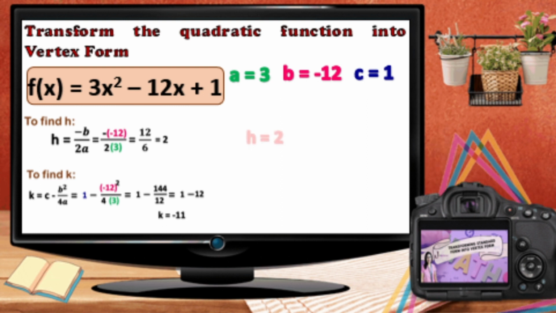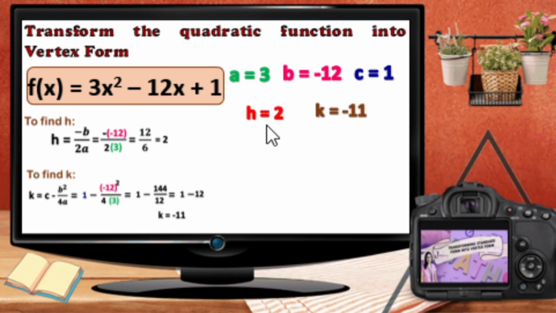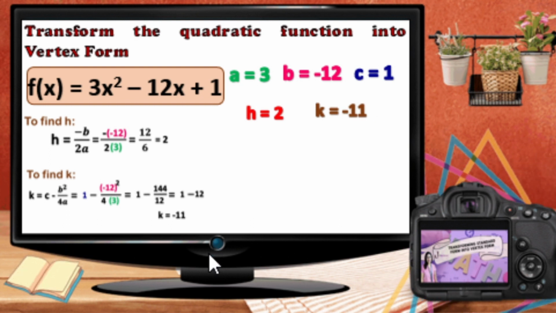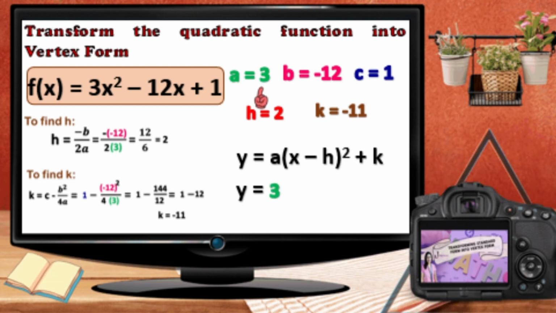Then, we obtain the value of h, which is 2, and the value of k is negative 11. So, substitute natin yung mga values na nakuha natin in our vertex form y is equal to a, quantity x minus h squared plus k. So, y is equal, kinopya, value ng a, which is 3. So, 3, no? Ang value ng a natin. So, yun ang ilalagay natin sa value ng a.